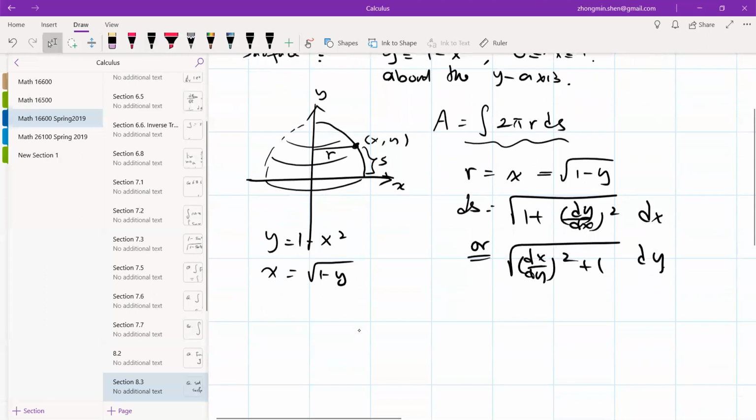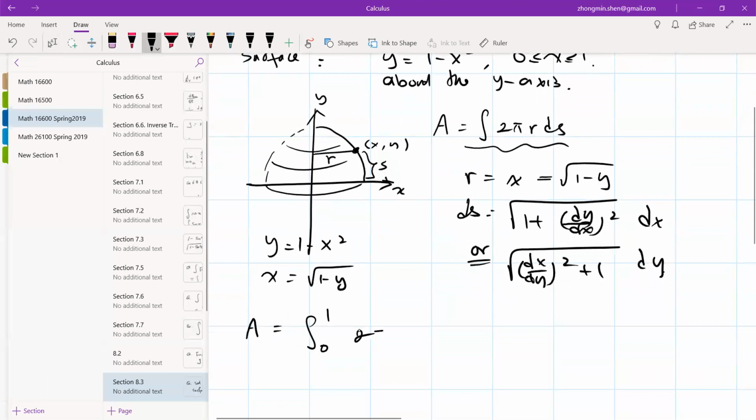So I'm going to set up two integrals for the same surface area. The first integral will be an integral with respect to x. x goes from 0 to 1. 2 pi, using x, dx. So here r is just x, and 1 plus the derivative of y with respect to x, which is negative 2x, squared.